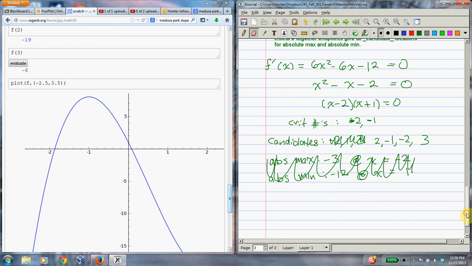So the absolute max is 8, and that occurs at x equals -1, and the absolute min on this interval is -19, and that occurs at x equals 2. And God, I forgot to write the negative here again. I'm going to go to the neurologist. That is the end of this video.